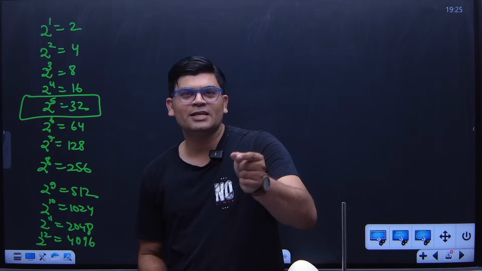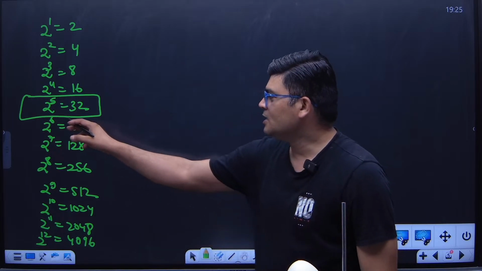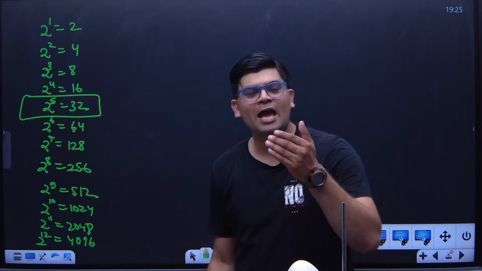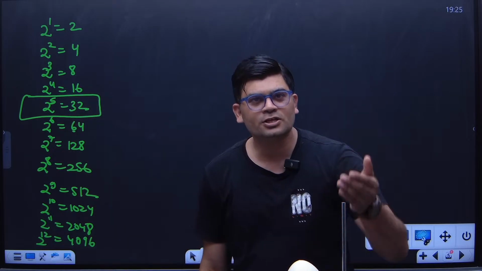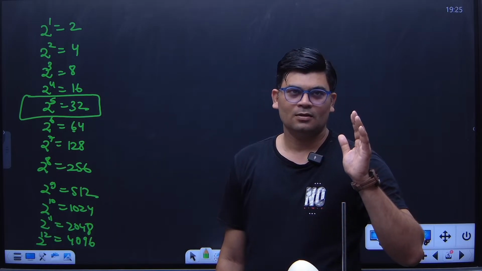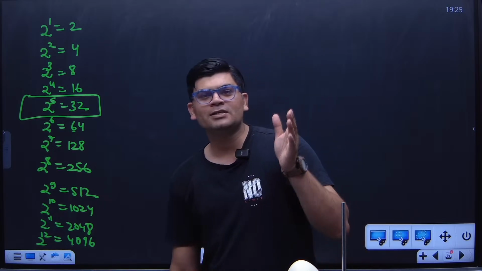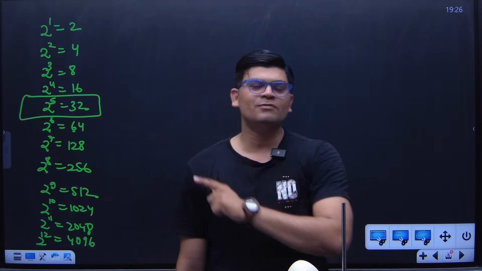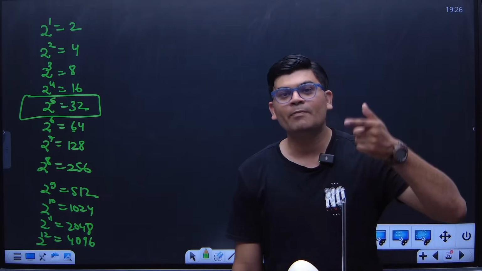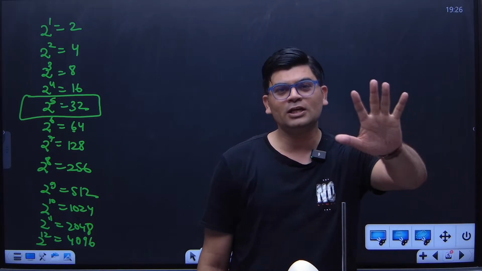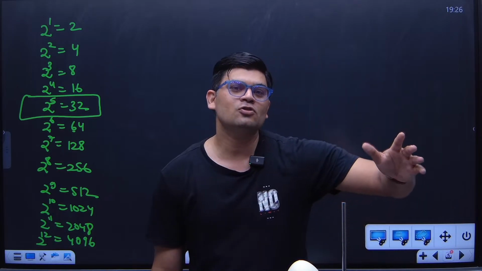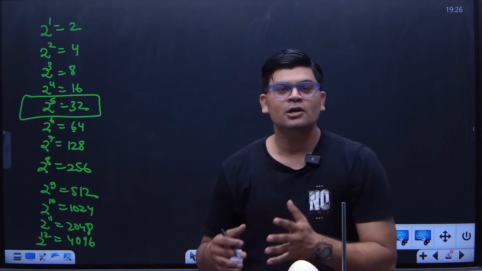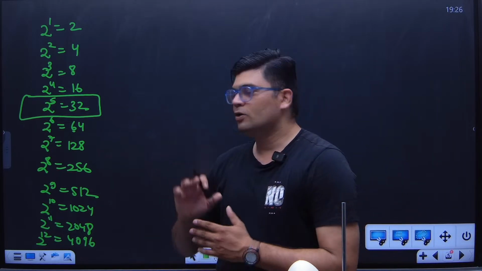2 raised to the power 6. You can link it this way: with 6, the only number we have is 64. So 2 raised to the power 6 is 64. Now if somebody asks you 2 raised to the power 7, you should double 2 raised to the power 6. You know that 2 raised to the power 6 is 64, so for 7 you don't need to remember. You can double it. 64 doubled is 128.